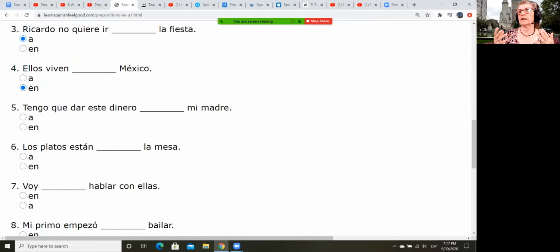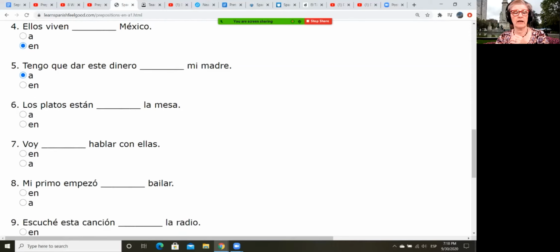Viven, live in, is not a verb of movement. There is no motion with vivir. It's where they live. That means static, stationary, en. Boom. Okay. Tengo que dar ese dinero a mi mamá. You can look at this as the money has a destination, it's supposed to go to mom. You may think of it that way.